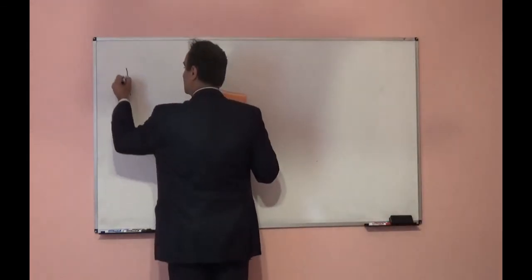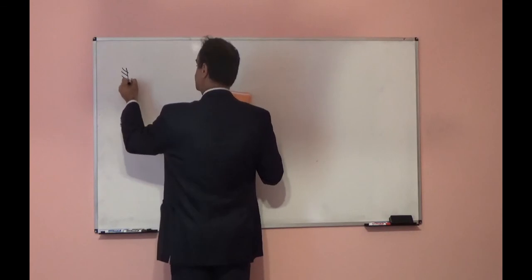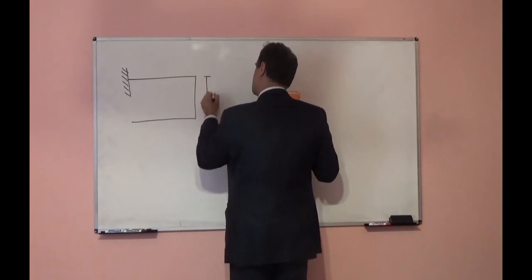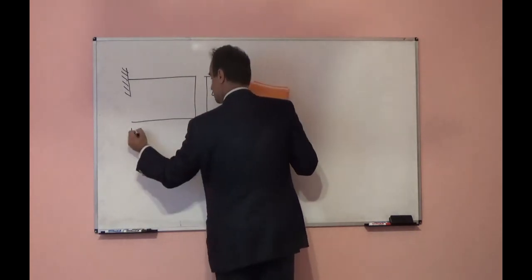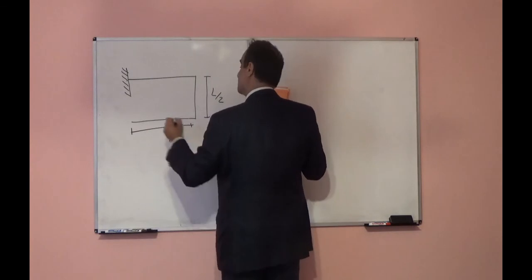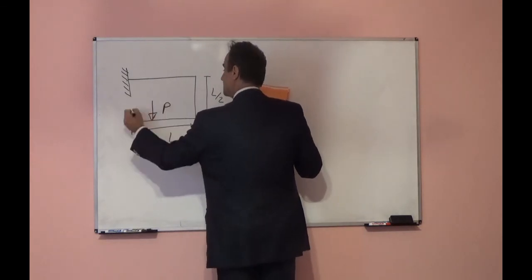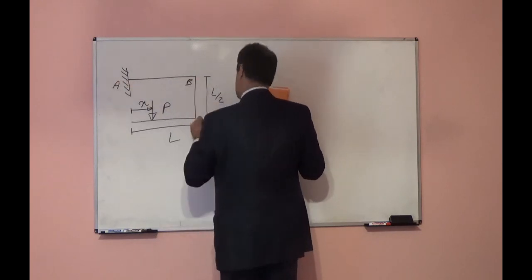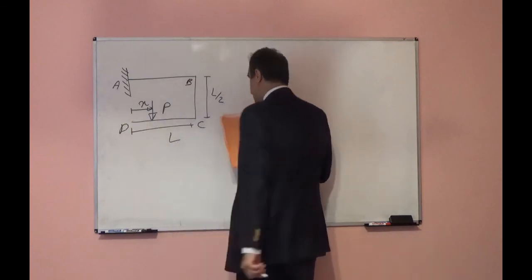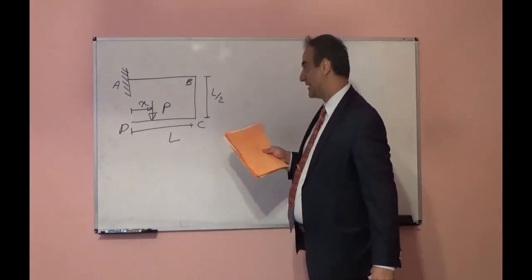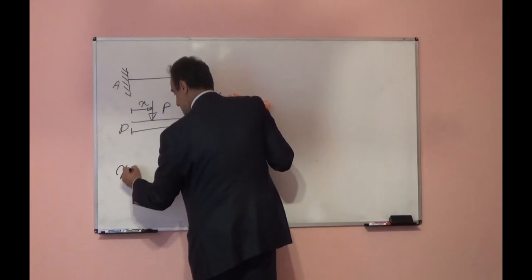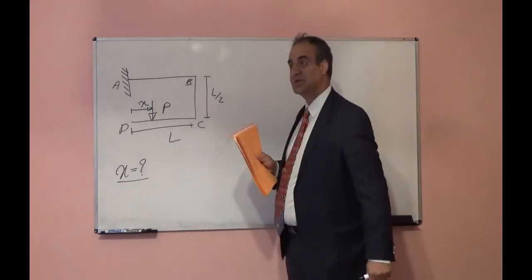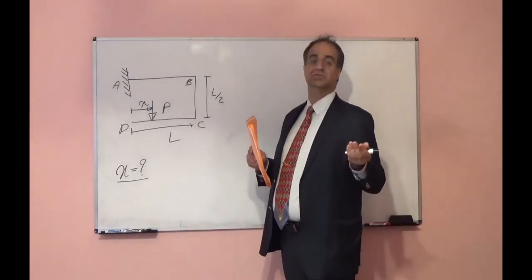We have this structure. L over 2, L. We apply load P here in the distance of X. So A, B, C, D. The problem statement says find X so that the vertical deflection at point B is equal to 0.